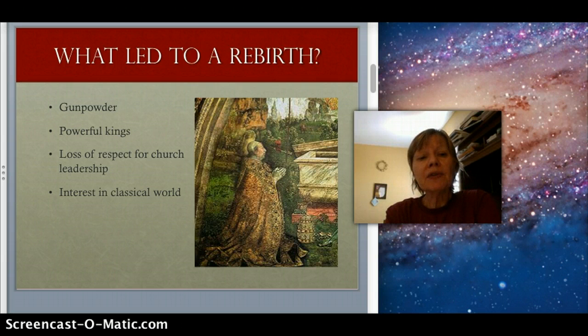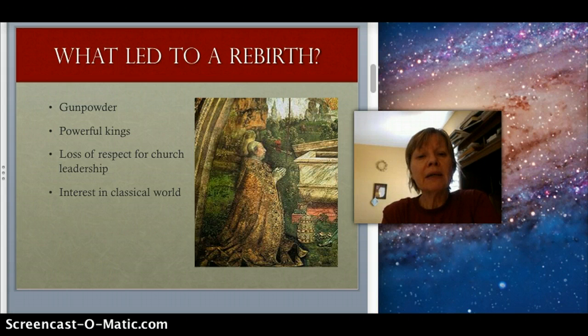Third, there was a loss of respect for church leadership. Again, if you recall, during the Middle Ages, there were many church scandals. Some priests didn't keep their vows. Church leaders fought over who would be pope, and too often church offices were sold to the highest bidder. And these kinds of actions led people to question what the church had to say. I mean, was it really the final authority? Did people have to accept something that the church said is true just because the church said it?